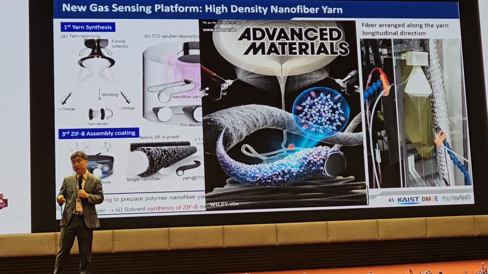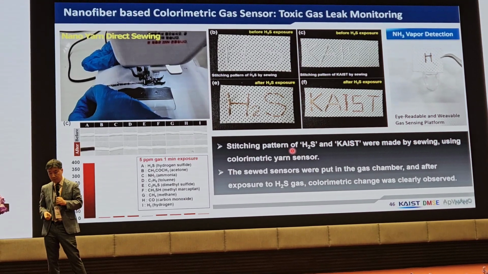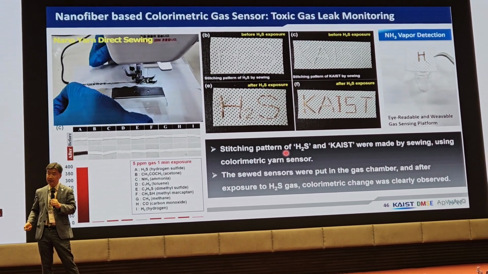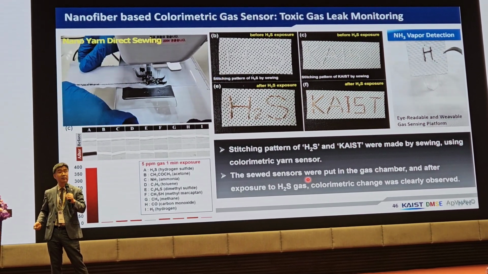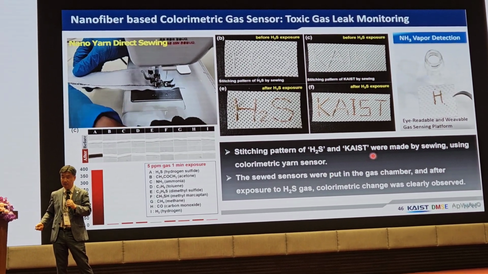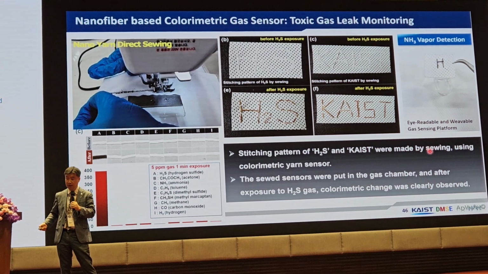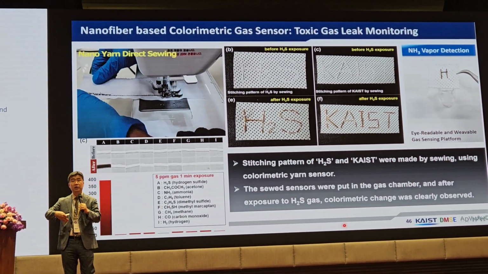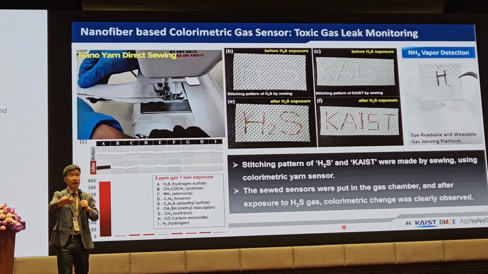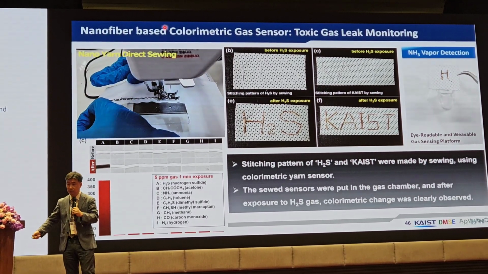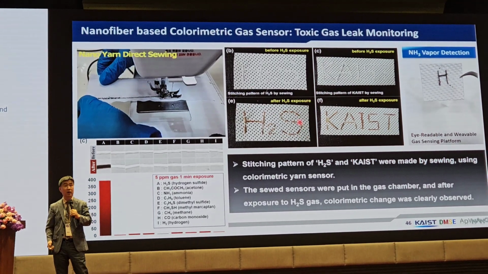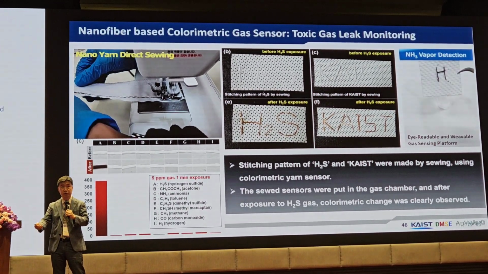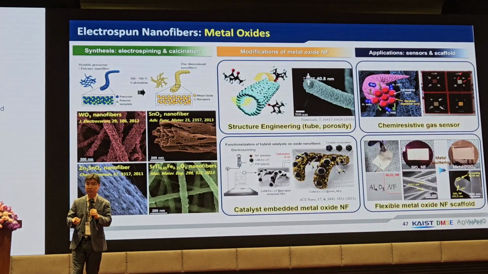Then also one of my students, now he finished the postdoc at MIT, then joined the Hanyang University. Then he prepared this teaching pattern, okay, H2S and KAIST, right, made by sewing using colorimetric yarn sensor. Then after introducing hydrogen sulfide gas, you can see the color changing from white to the dark brown, okay? Highly selective hydrogen sulfide sensing can be achieved using this approach.